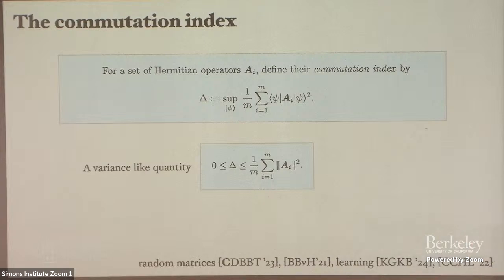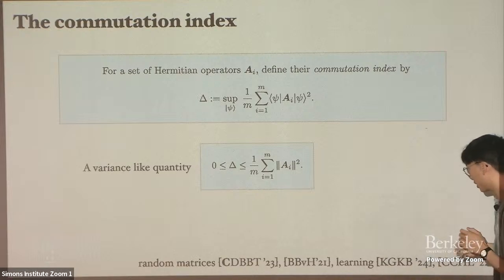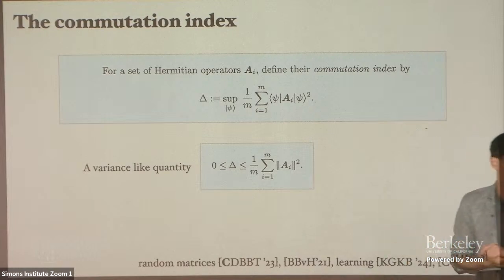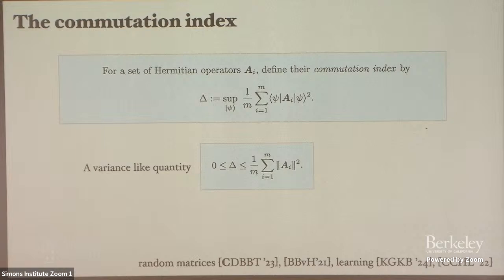Yeah, it's the same delta. This quantity I've shown in quite different contexts, in learning and in the context of random matrices. And this one turns out to be very, very helpful in discussing all the properties of these models.